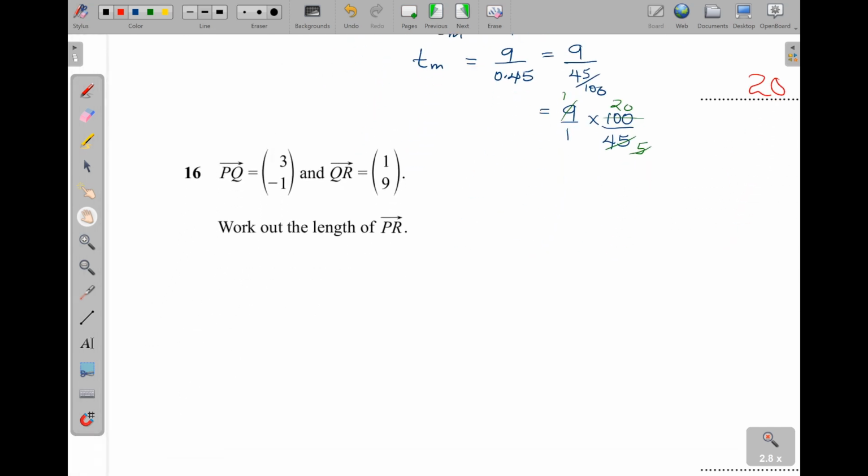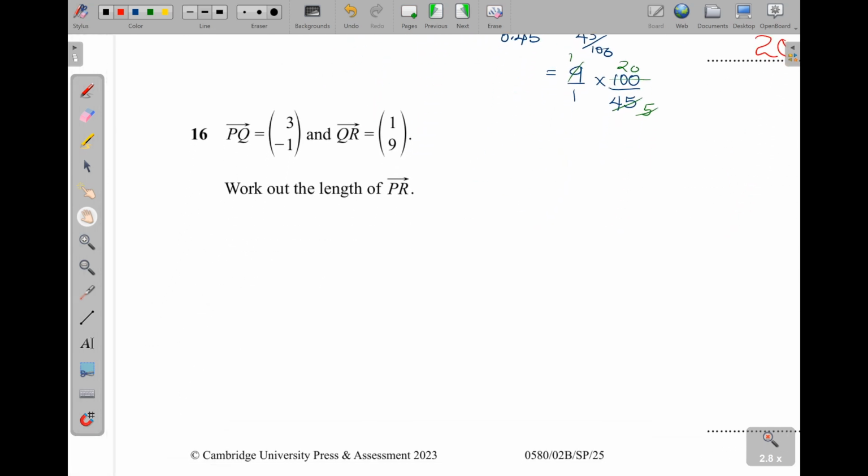Then we go to number 16. PQ is equal to (3, negative 1), and QR is equal to (1, 9). Work out the length of PR.